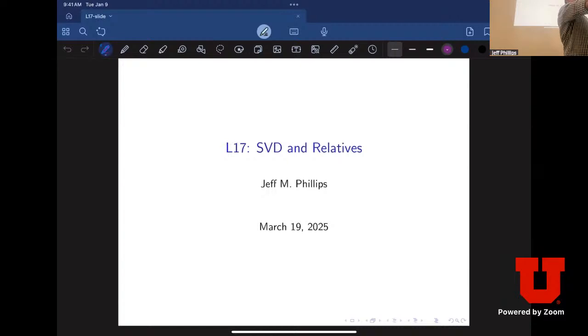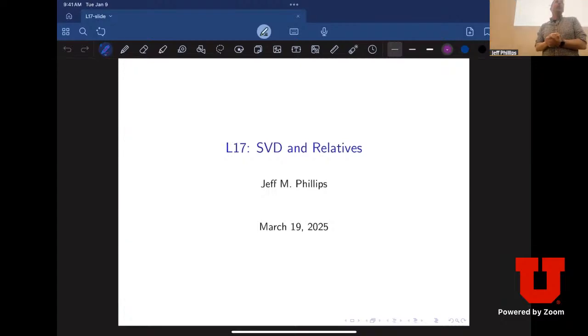How many people did the singular value decomposition in a linear algebra course? And how many took a linear algebra course but it was not covered? How many people took a linear algebra course and eigendecomposition was not covered? Okay, most of you have seen it. The linear algebra course here does not always cover eigendecomposition even.